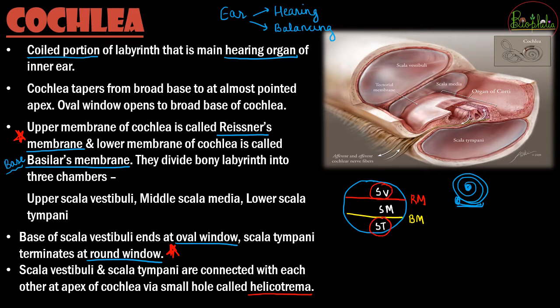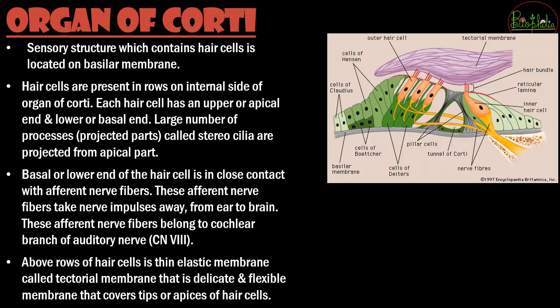So you can here very well understand the arrangement of this particular cochlea. So here is the uppermost chamber, that is scala vestibuli. Then in the middle, that is scala media, and the lowermost, that is scala tympani. And the scala tympani and scala vestibuli are going to be connected because of a helicotrema, which is a small opening.